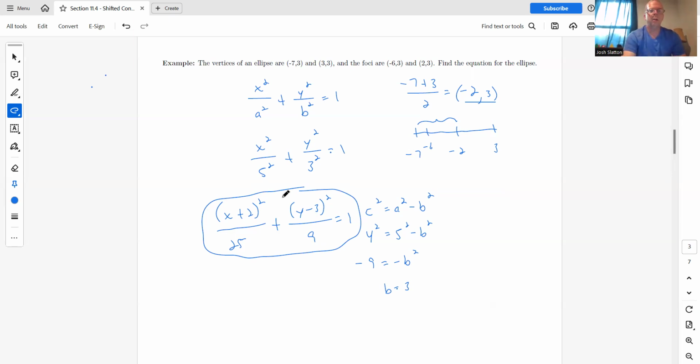All right, so those are the two ellipse problems. We'll move on to parabolas and hyperbolas next.